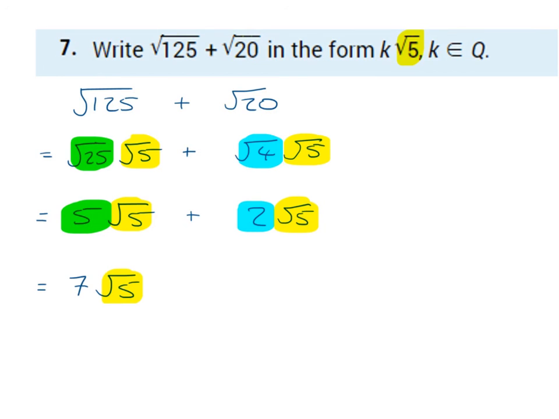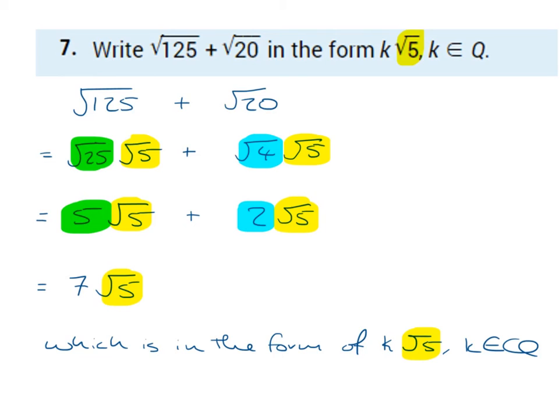So the answer is 7 root 5, which is in the form of k root 5, where k is an element of the quotient set.